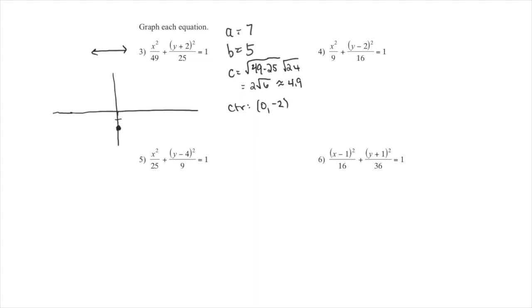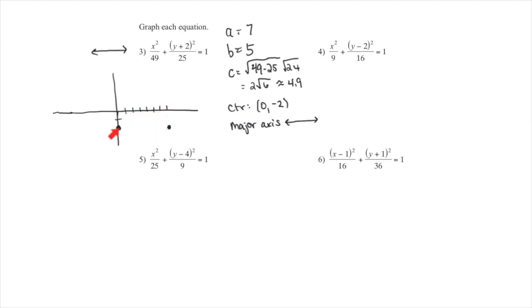Remember that A always runs in the same direction as my major axis does. So we're going to go left and right 7 from the center point. So we're going to take this value here. I'm going to move 7 this way, and I'll mark that off on the x-axis here.